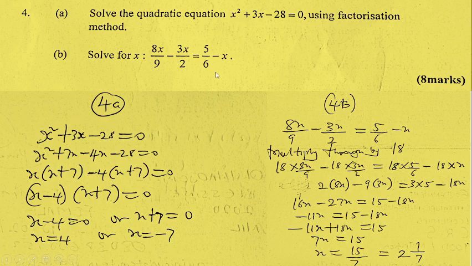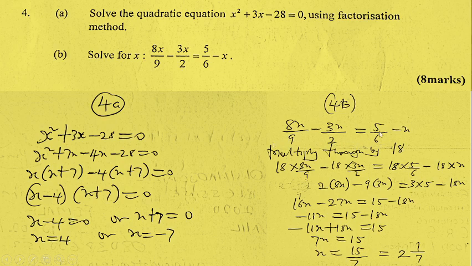Then question number B, we have to solve for x in this equation as well. So we have 8x over 9 minus 3x over 2 equals 5 over 6 minus x. We are meant to find the value of x, and we are having this equation. What do you think we can do? There are many ways to approach this question, but the one I think is the fastest is that you find the LCM of the denominators at both sides, and the LCM is 18.